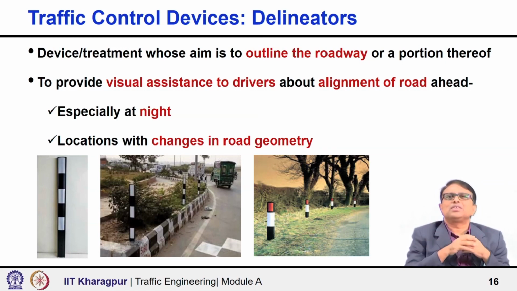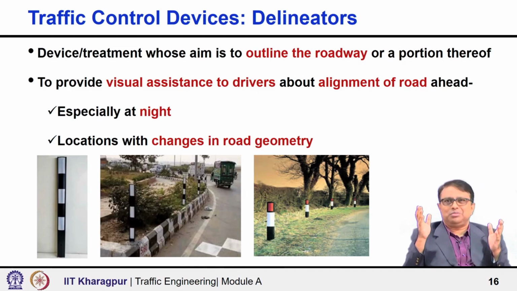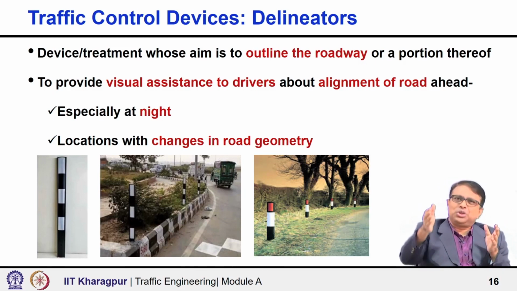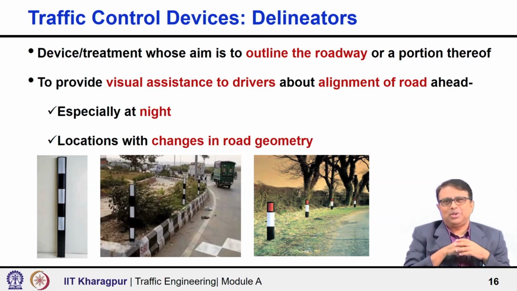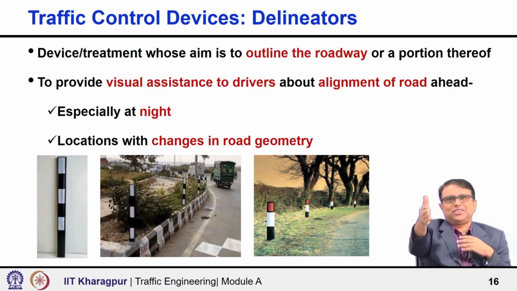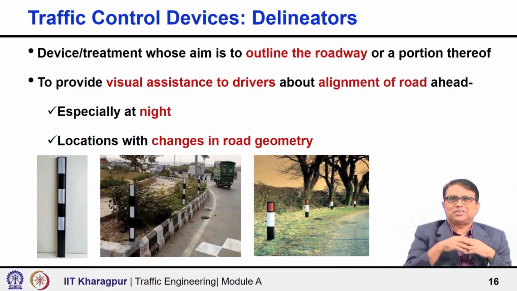Going to the next one, the delineator. What is a delineator? A delineator is any device or treatment whose aim is to outline the roadway or a portion thereof. Now, why do we suddenly need it? During daytime, you can see that the road is taking a turn or negotiating a curve, even from a far distance; the visibility is better.